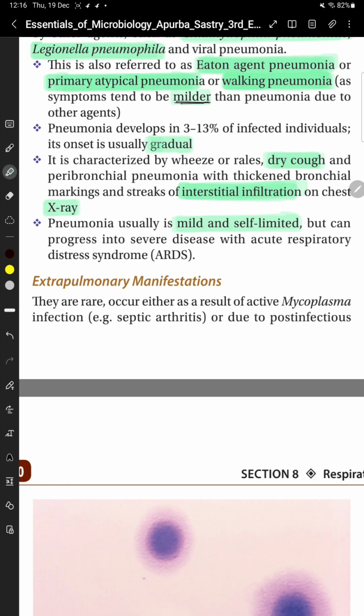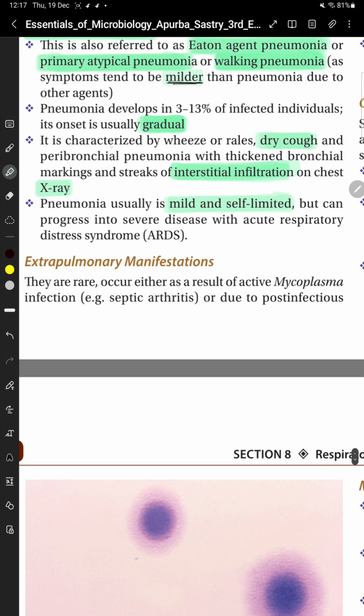The onset of atypical pneumonia is usually gradual and it is characterized by wheeze or rales with dry cough and peribronchial pneumonia with thickened bronchial markings and streaks of interstitial infiltration on chest x-ray. On chest x-ray we will see diffuse interstitial infiltration. Okay, there is interstitial infiltration in case of atypical bacterial pneumonia.